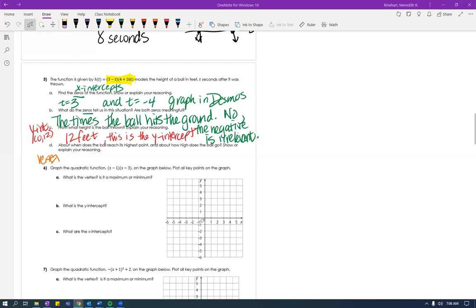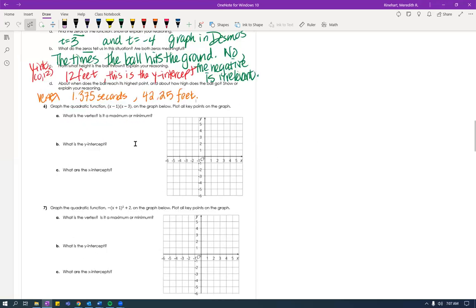So if we find that vertex, it is at 1.375, so 1.375 seconds. It reaches the maximum height of 42.25 feet. And again, we just use the vertex to find that. So now let's do the same thing with these graphing on the next couple problems in the next video.